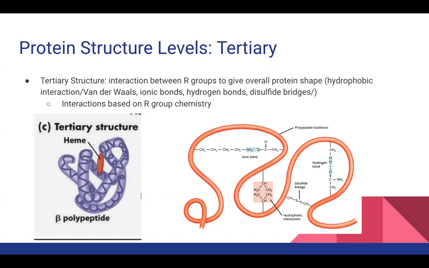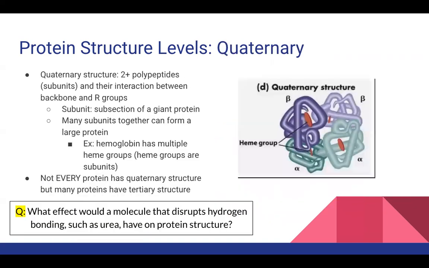Okay, and then the quaternary structure. This is kind of similar, it has the same type of interactions as the tertiary. The only difference is this one is made up of multiple polypeptides, so it has multiple subunits. And not all proteins have quaternary structures. Some of them do, and some of them don't. For an example here, we have hemoglobin. It has multiple heme groups. Each heme group is a subunit or a polypeptide.